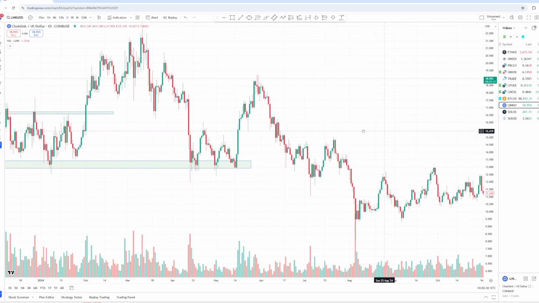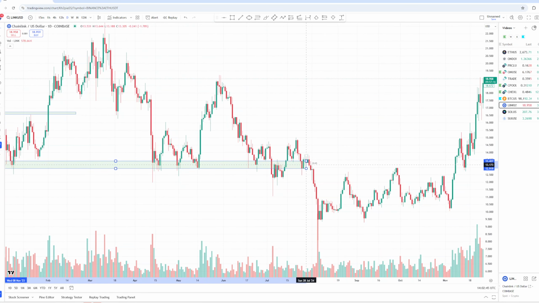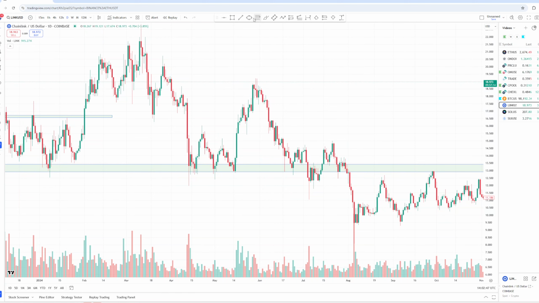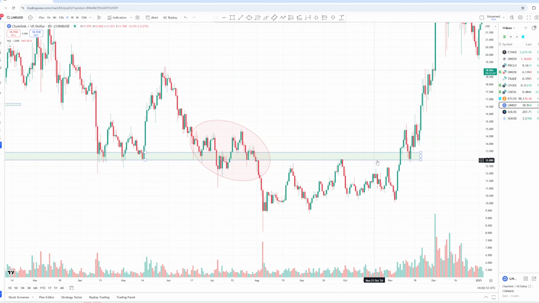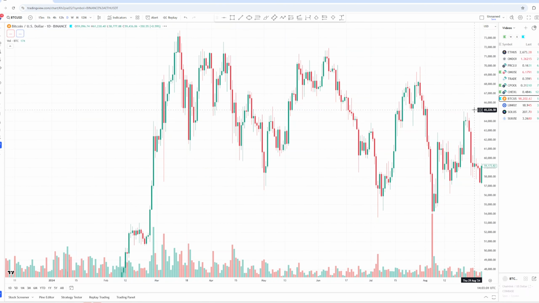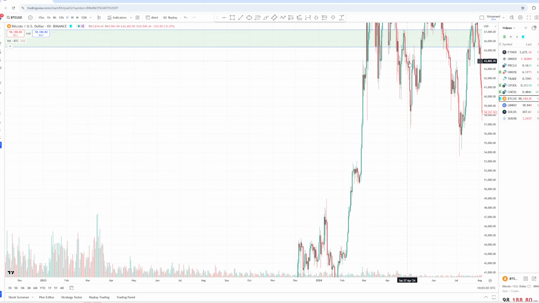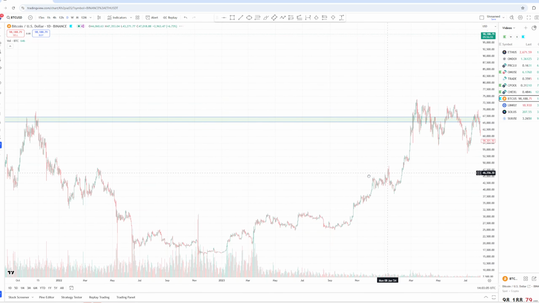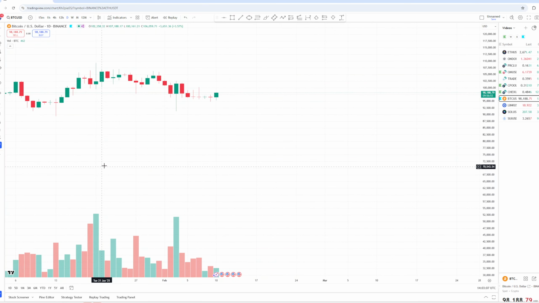But then at some point, it kept testing and testing and testing, and it kind of lost its value here, because just look at the mess that this level was creating. And then it broke down, tested it again, and used it as resistance in this case. But as you can see, sometimes price will get very, very choppy. Same thing with Bitcoin with the previous range. Right here.